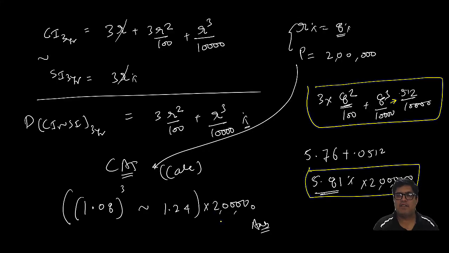The approach on the left hand side is for CAT. Basically, what have you done here? This is (1 plus r upon 100) cube. And what is this? 3r percentage. This is 3r percentage, 24%. So the gap between CI and SI is this. Copy this down.